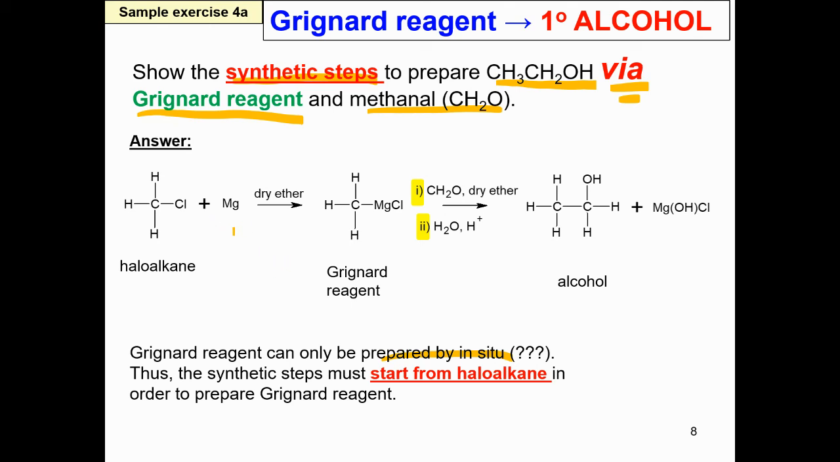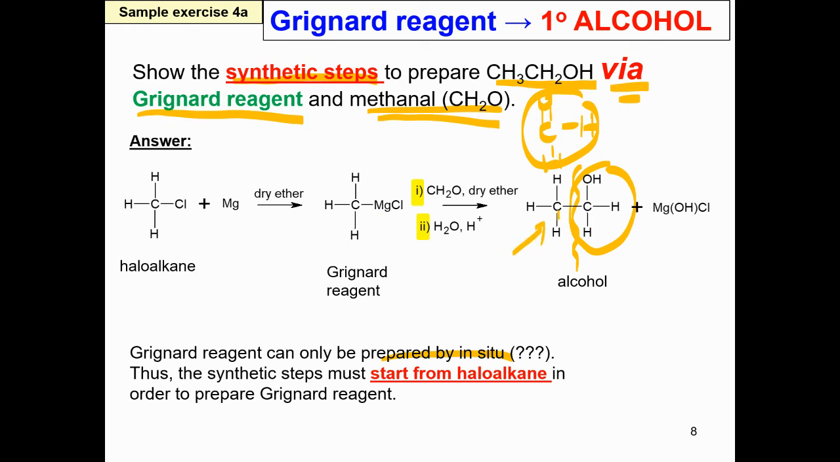To prepare Grignard reagent, let's look at what we have first. We have CH3CH2CH2OH. Then it says methanol, right? Methanol is C double bond O, H, H. If you draw the ethanol, you can see this shape and this shape are the same. So I know that this part would be my Grignard reagent.